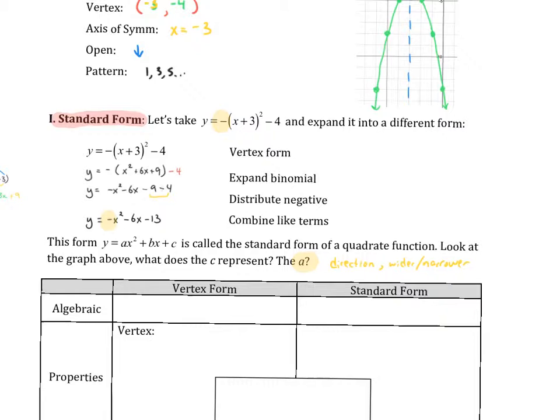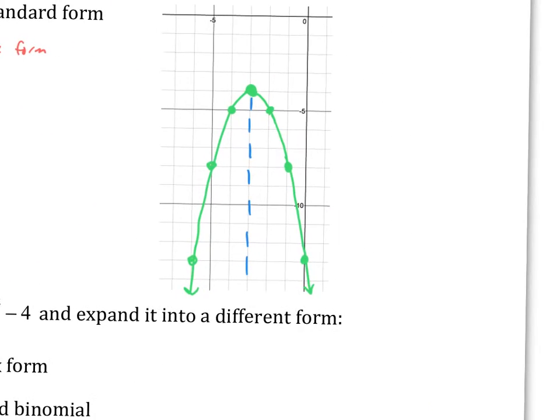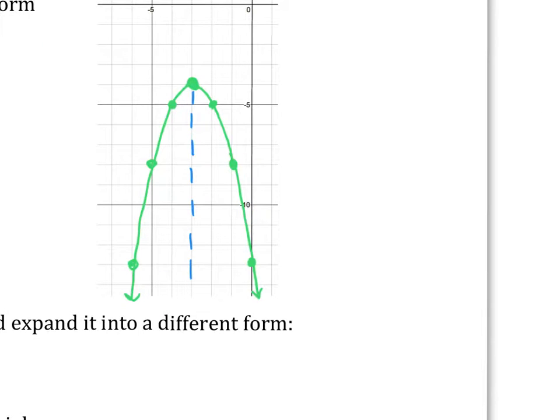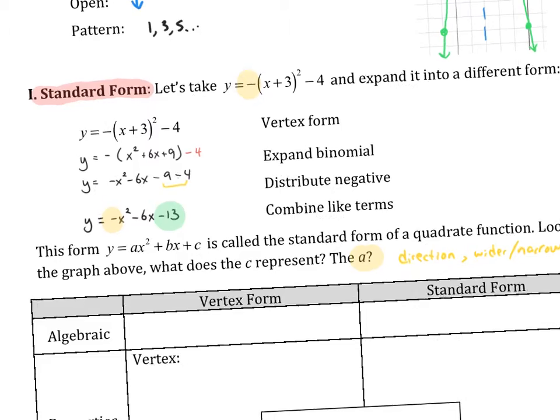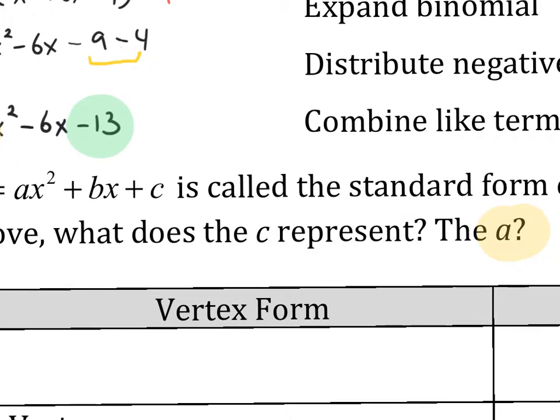Did anybody notice anything about this number right there over on the graph? So look here, -13 is right there, and that means C is my y-intercept. C is my y-intercept, and we'll unpack that in a little bit. C is always where it crosses the y-axis. That is, my graph does.